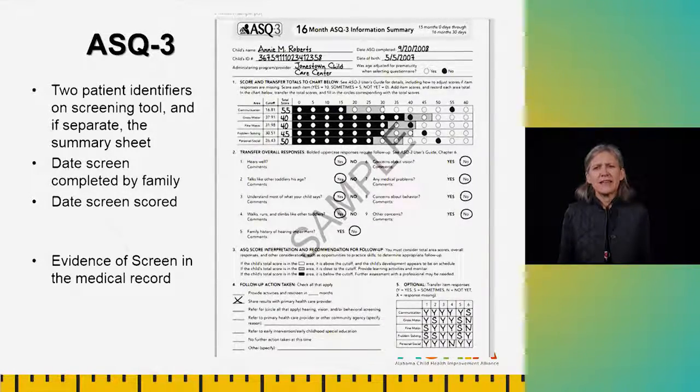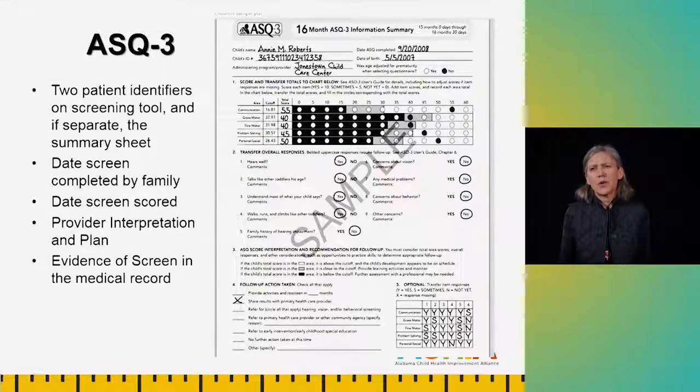But also look at this. There's a little bit of a problem with the provider interpretation. If you look in this second section, you do see the results bubbled in, but down here it talks about interpretation, but there's no place for the provider to document that they agree that this is the way the summary sheet should be interpreted. So again, your provider should document either on this sheet or somewhere in the medical record how they are interpreting these results.